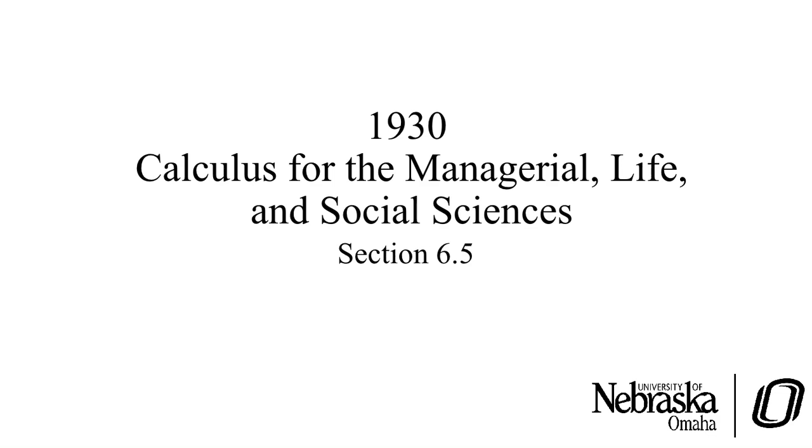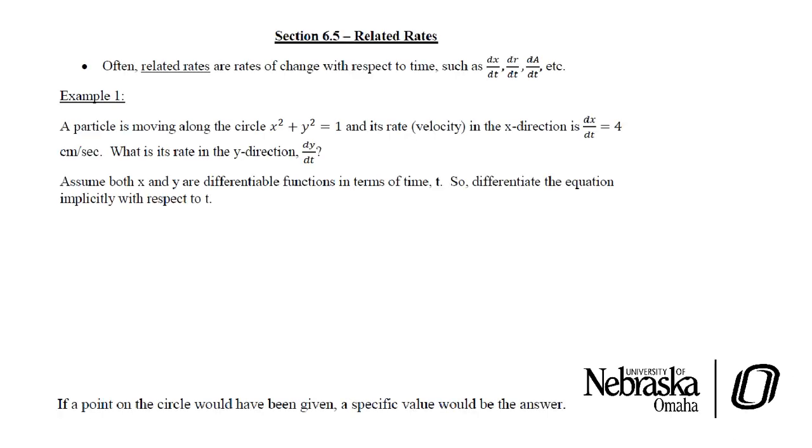This video is covering section 6.5 about related rates, and that starts on page 82 of your course notes. It says often related rates are rates of change with respect to time. So dx/dt, dr/dt, dA/dt, etc. So dA might represent area, dr might be the change of radius of a circle, for example.